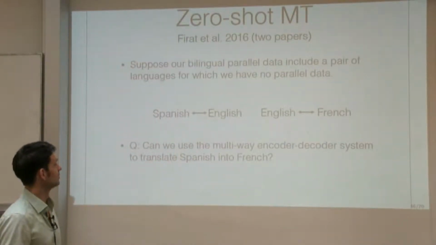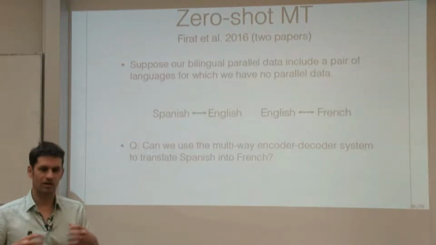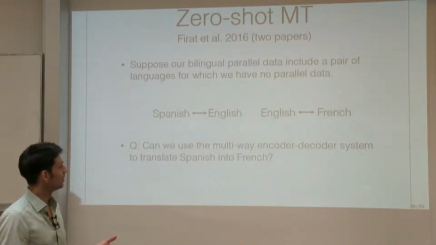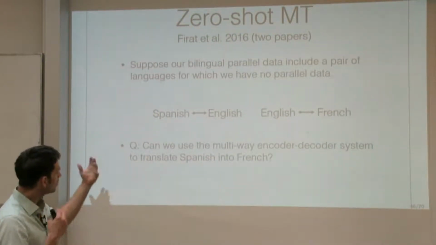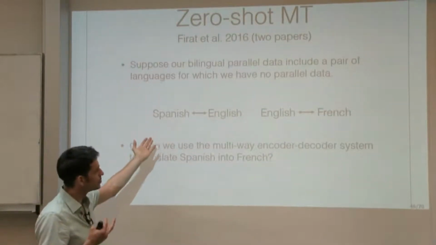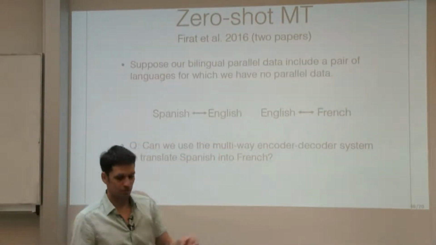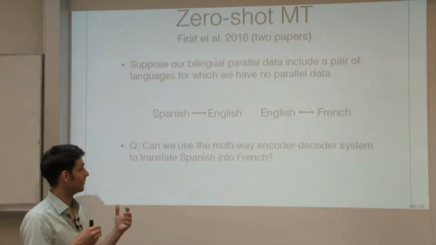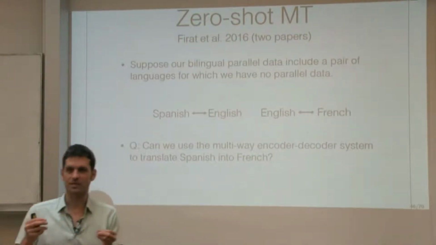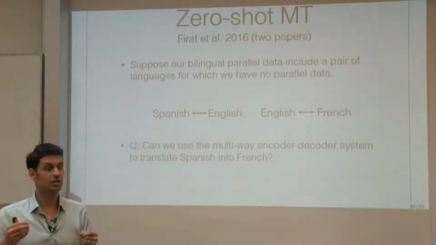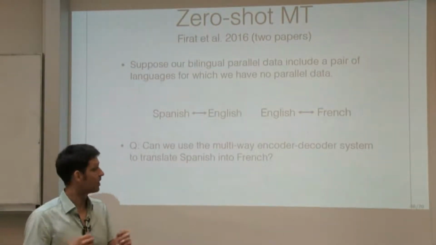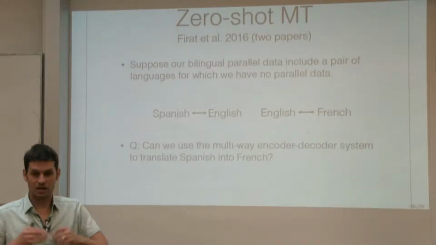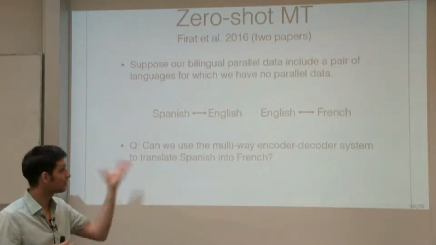So can we use this model for zero-shot translation? So we know that the encoders were trained on Spanish and the decoders were trained on French, but they were never paired together. So what happens if we run this system for translation from Spanish into French directly? And we do not run it twice.